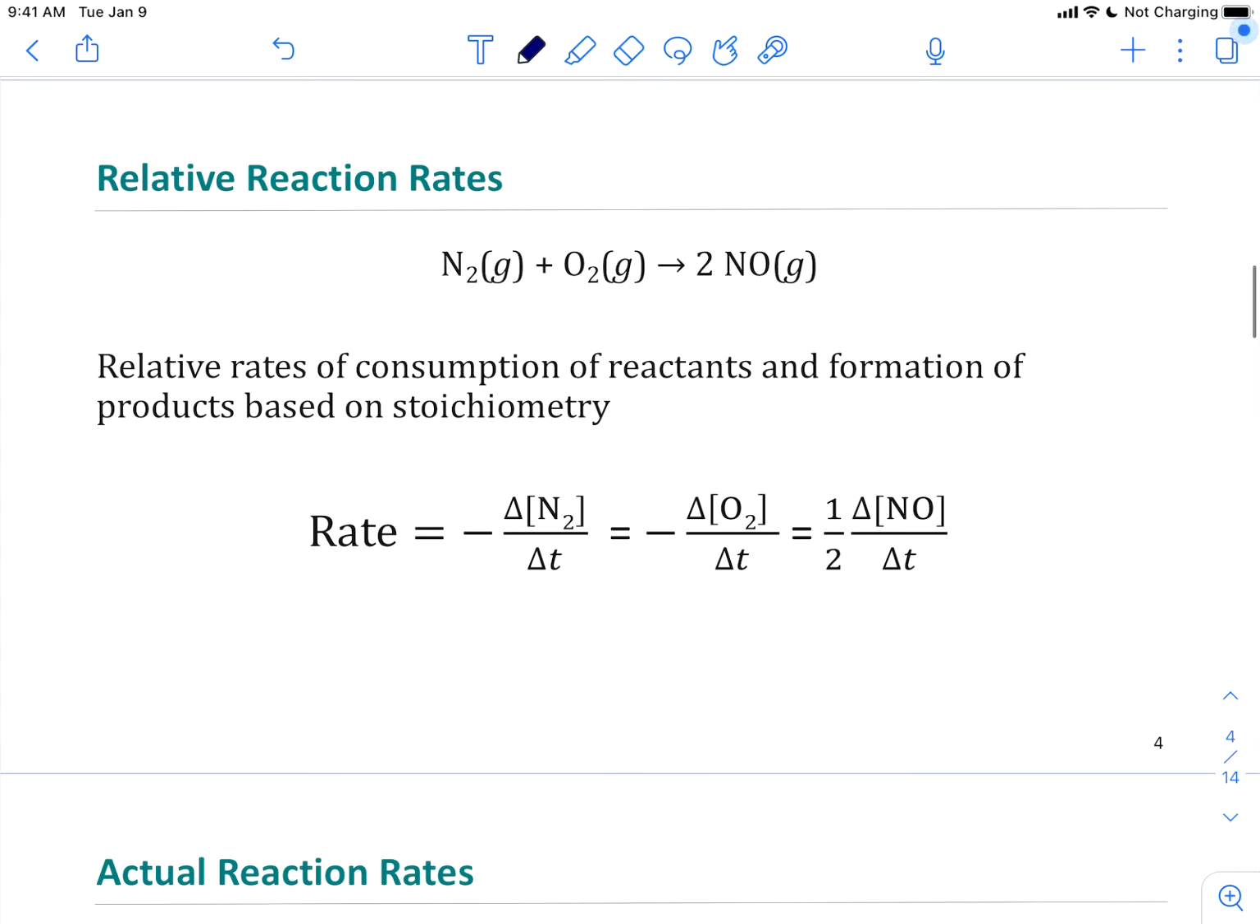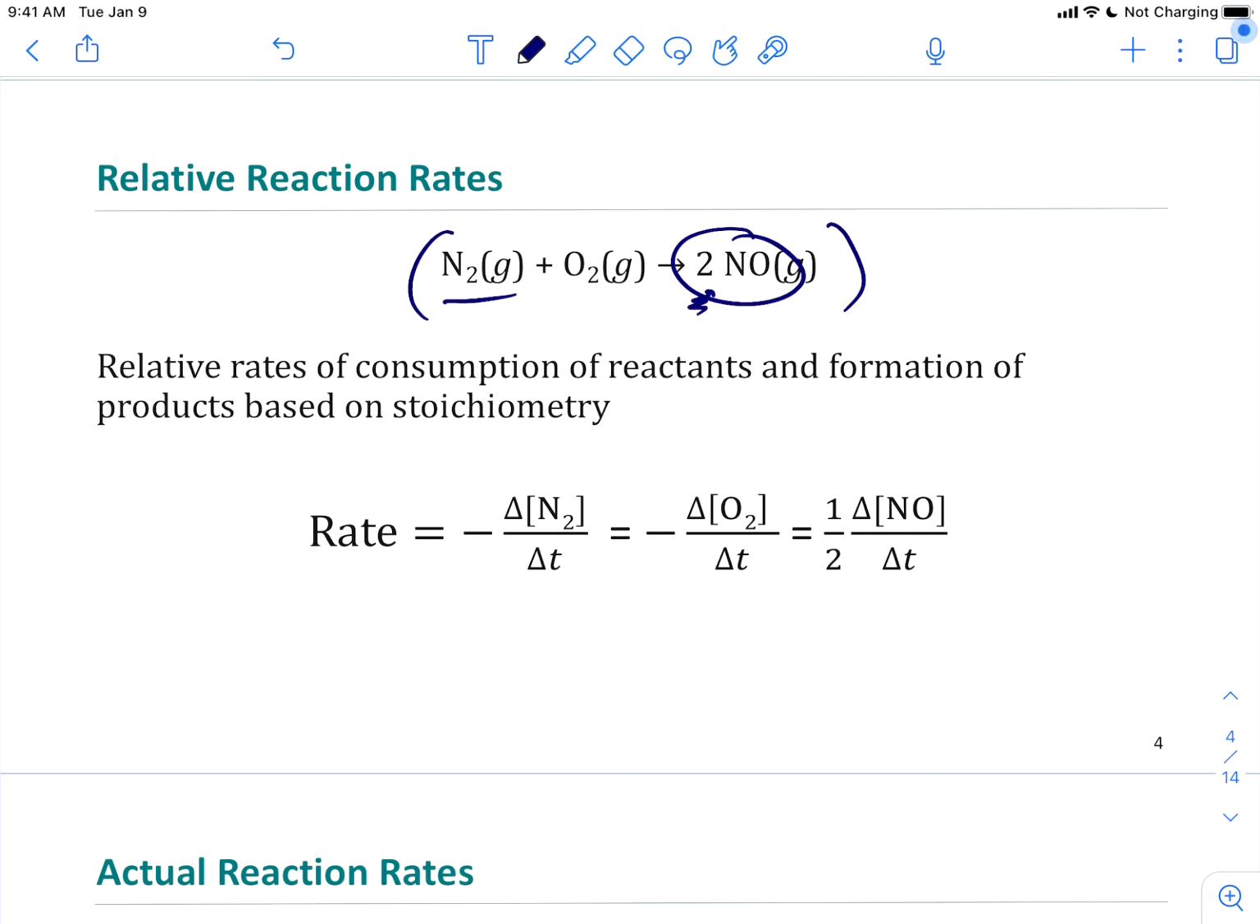Your book starts out with relative reaction rates. And this is important to understand, but I think they spend a little bit too much time on it and maybe make it a little bit more confusing than it needs to be. So when we talk about the rate of this reaction, we're talking about how fast the reaction goes. Okay? Now keep in mind, because of stoichiometric coefficients, it's very clear that 2 NO form for every 1 N2 that disappears.